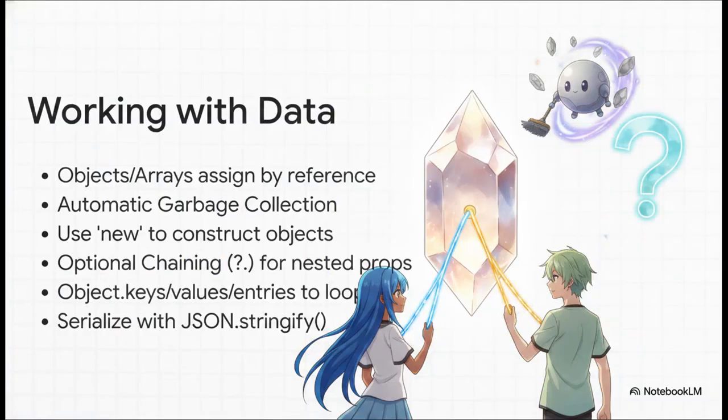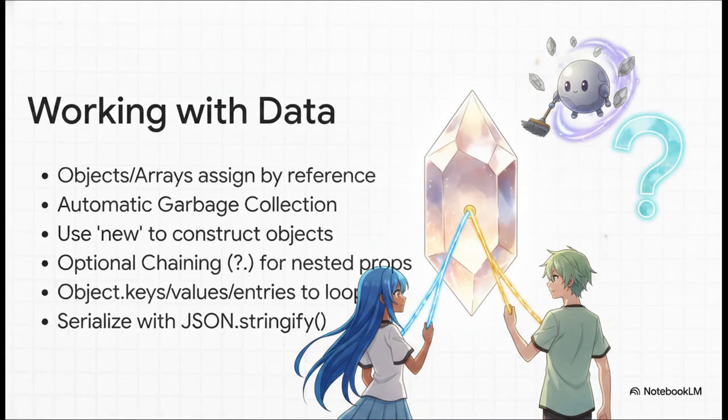And that brings us to a super crucial concept. Objects and arrays are assigned by reference, not by value. If you assign array A to array B and then you modify array B, well, surprise, you are actually modifying array A as well, because under the hood, they are pointing to the exact same spot in your computer's memory. This is exactly where those sneaky mutation bugs love to hide.